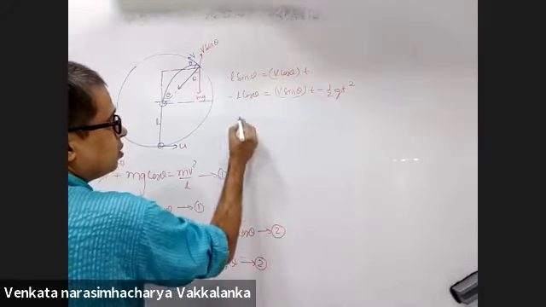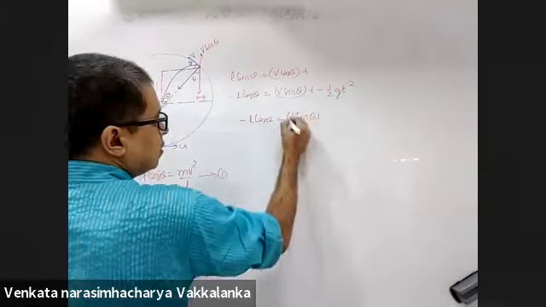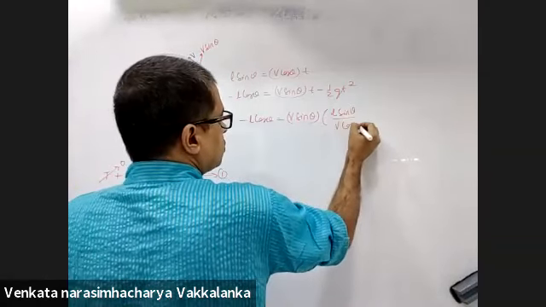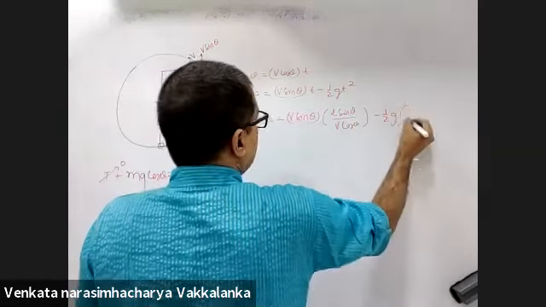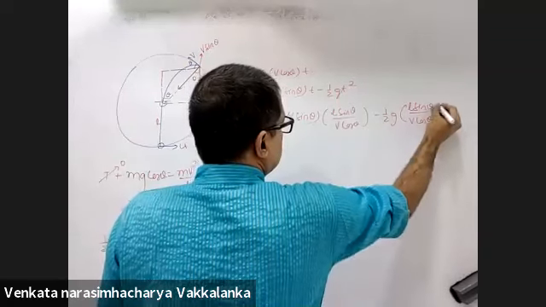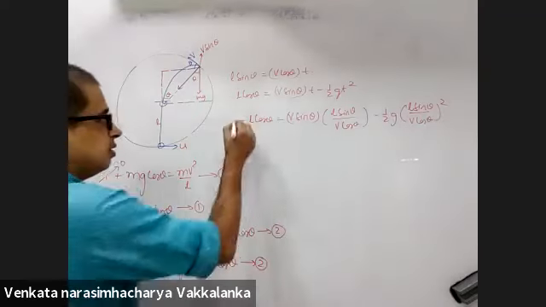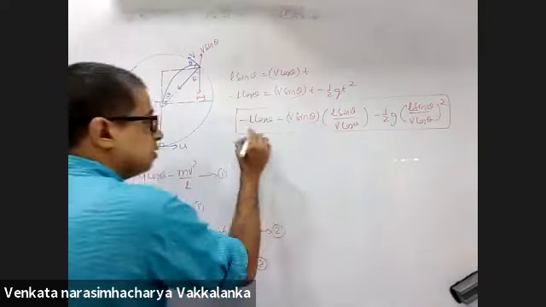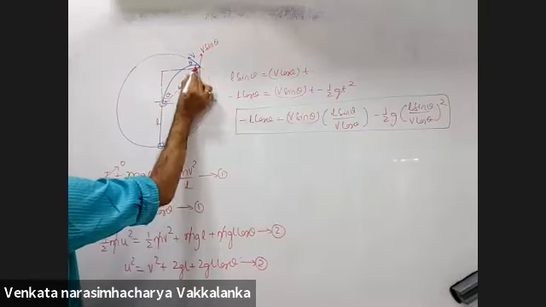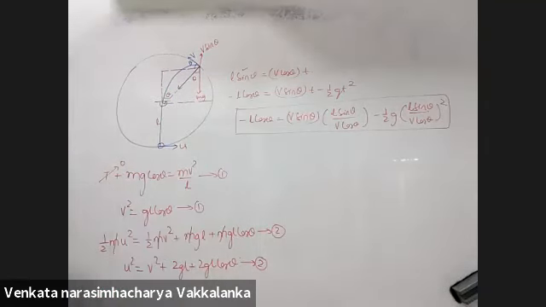Calculate t from here and substitute here. Minus L cos theta is equal to v sin theta into t, which is L sin theta by v cos theta, minus half g t square, L sin theta by v cos theta whole square. This is the condition for this projectile to pass through this point. By the time it covered the horizontal displacement of L sin theta, it covered a vertical displacement of L cos theta.